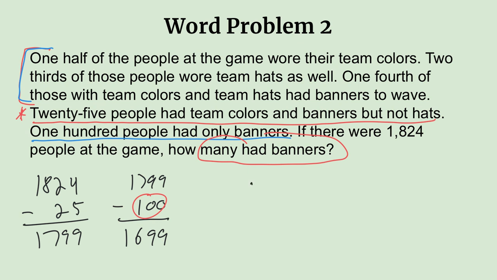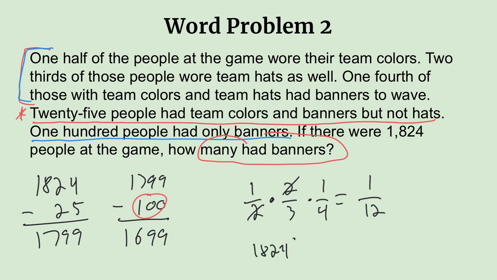So we had 1/2 of all the people with team colors, then 2/3 of that 1/2, so that'd be times 2/3 had team hats, and then 1/4 of all of those people. So we would take that and multiply it by 1/4 had banners. The 2 cancels out with the 2, so we get 1/12.